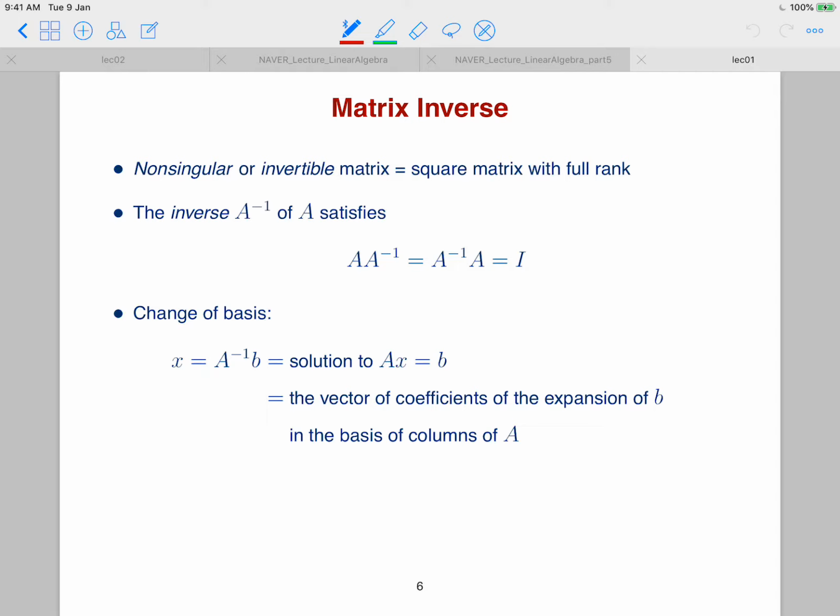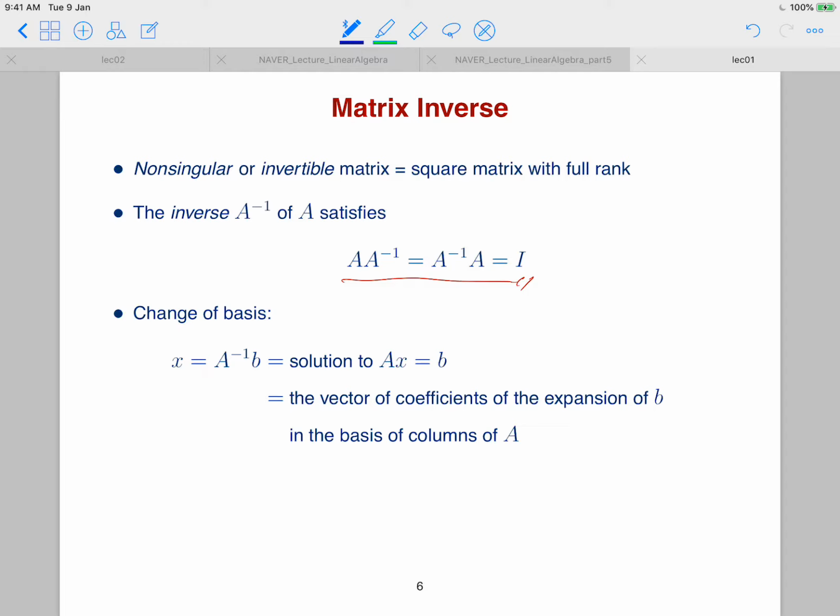Related to this property or this definition of the inverse matrix, I mentioned that satisfying one of them will automatically guarantee that the second one holds true for the square matrix, right? But what about the rectangular matrix?